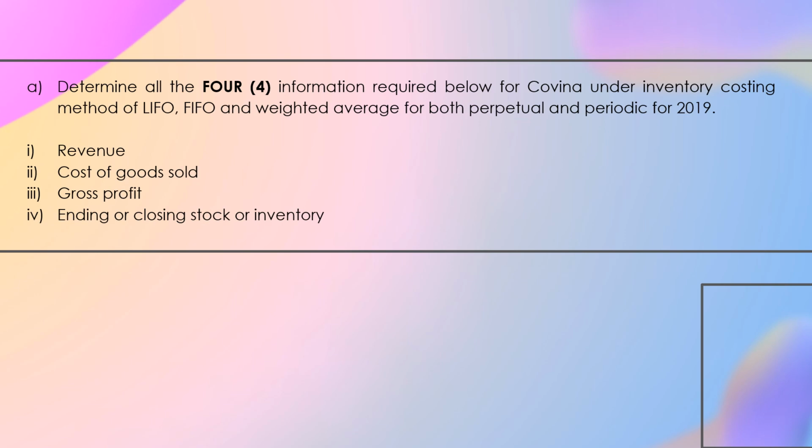Let's move to question A. Determine all the four information required below for Covina under the inventory costing methods of LIFO, FIFO, and weighted average, for both perpetual and periodic for 2019: revenue, cost of goods sold, gross profit, and ending or closing inventory.